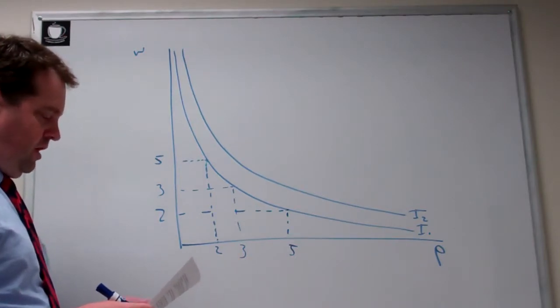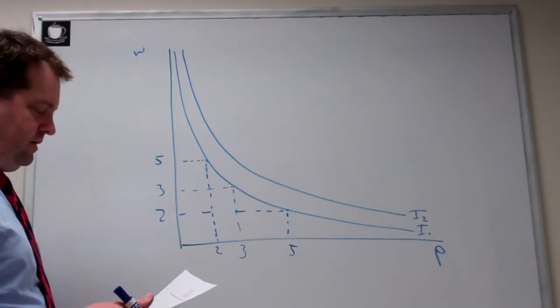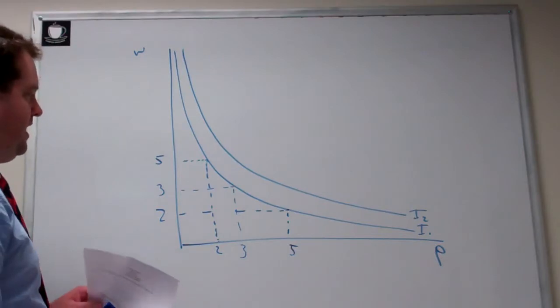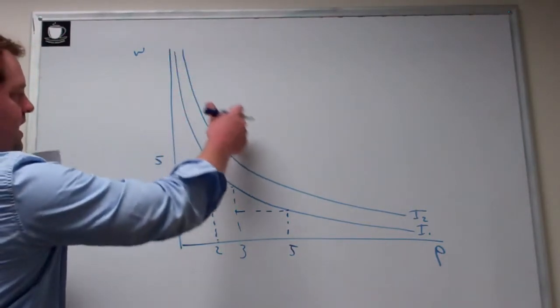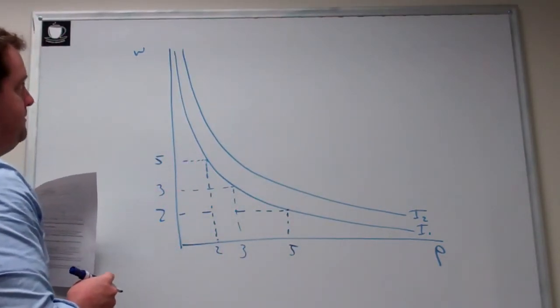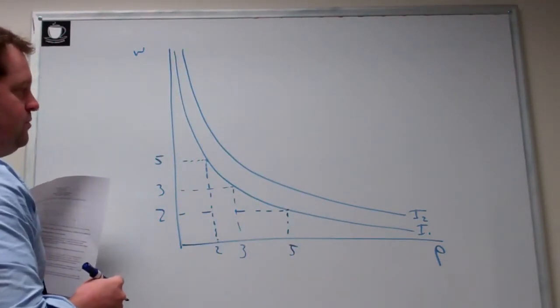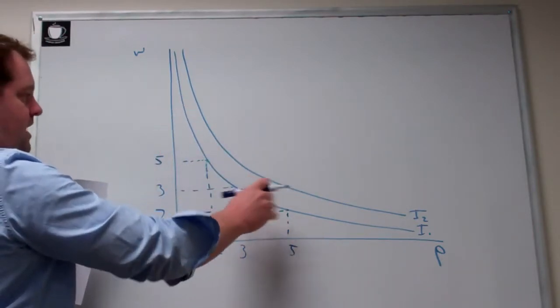Second part, or question 1, part B. Pick a point on I2 and plot it. Why is this bundle on I2 preferred to the bundles you plotted on I1? Well, any bundle on I2 is going to be preferred to I1, and that's because all the bundles on I2 offer more utility than the bundles on I1 do.